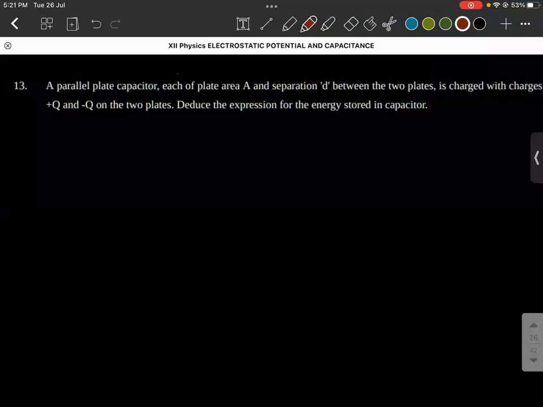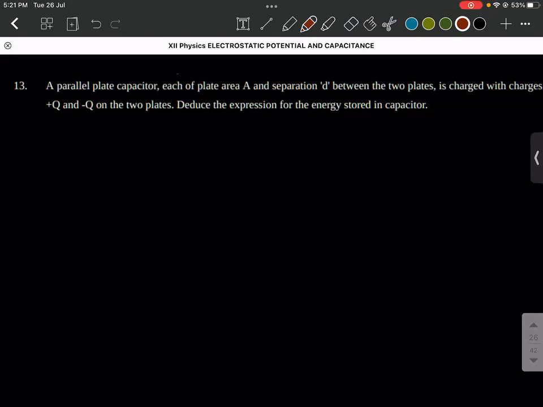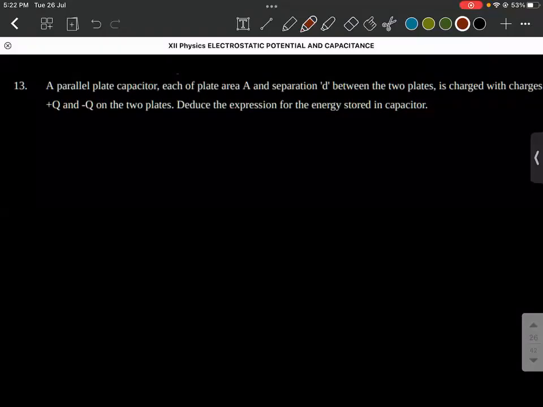Half CV square. Right, but I should not write half CV square in this problem. Why? Because they didn't give us the capacitance of the capacitor, rather they gave us the charge that is stored on each plate and the area of each plate. Also, the distance of separation between them is given. So use that expression to find the value.